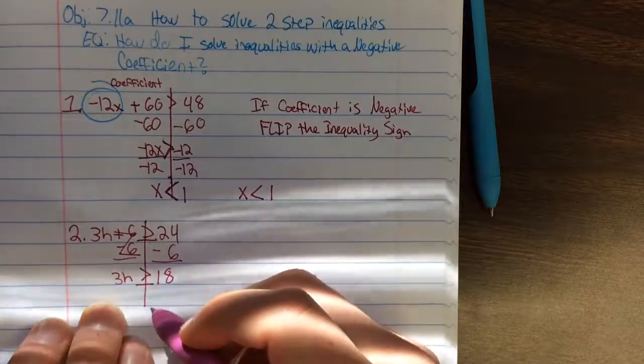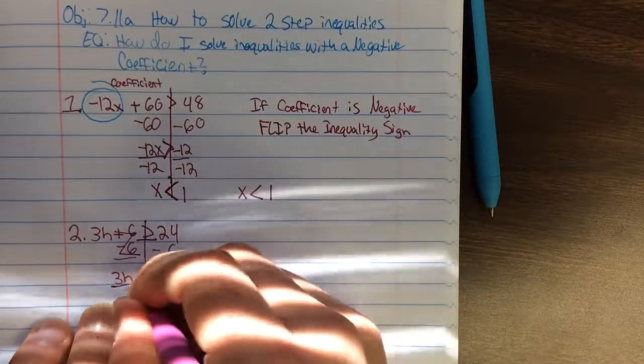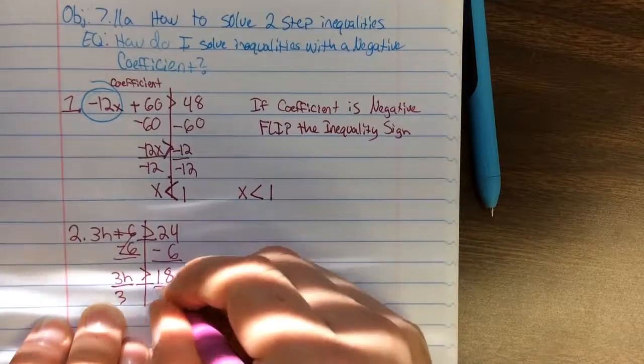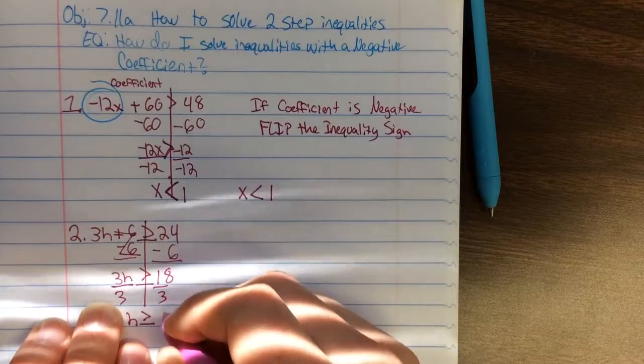So do we have to flip the sign on this one? No, we don't, because it's a positive coefficient right here. So we're going to divide by 3 on both sides, and h is greater than or equal to 6.